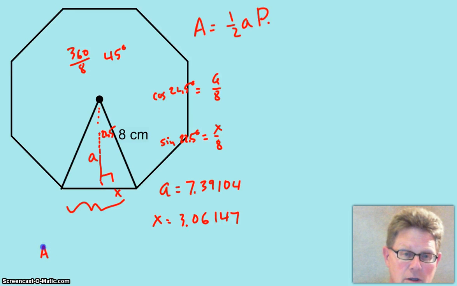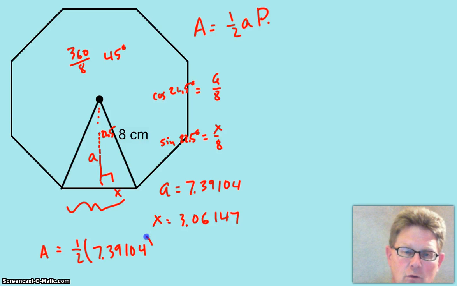So the area equals 1/2 times 7.3139104. We go out to 5 places. We should get close enough. Now, this x, is this the perimeter? No, it's only half of one side. And there are 8 sides, so what we need to do is take this number and multiply by 2, and then by 8, or just multiply by 16.